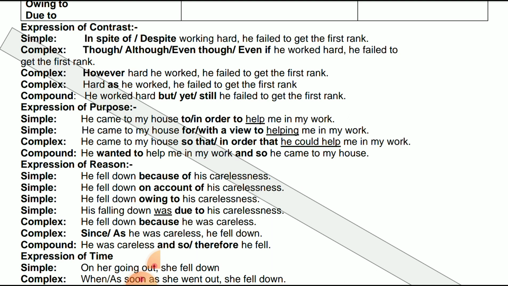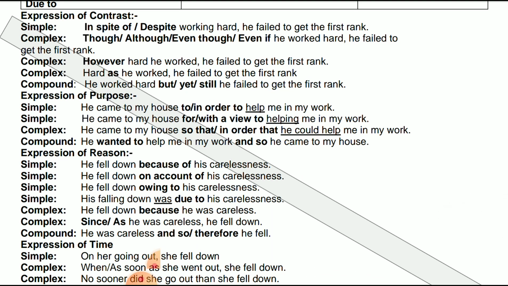The second part we don't need to change, because we already changed the non-verb working into a verb, so there are two verbs plus we have used a subordinate conjunction, and that's why it's a complex sentence. Then using however also we can make a complex sentence. However hard he worked. Here only the sentence structure changes.